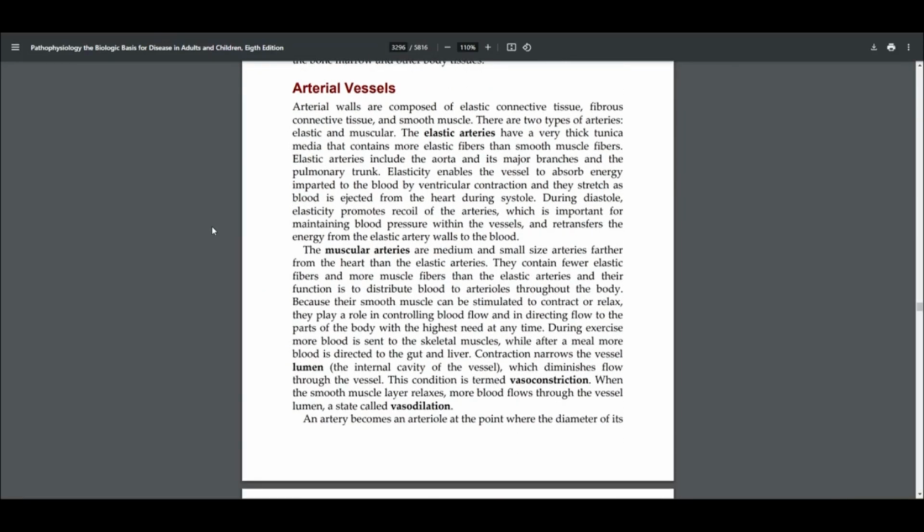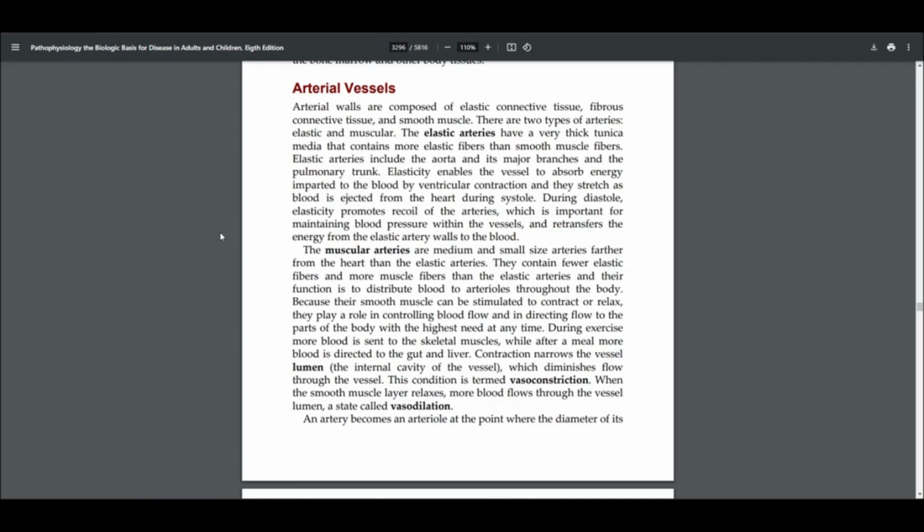So looking at the arterial vessel. Arterial walls are composed of elastic connective tissue, fibrous connective tissue, and smooth muscle. There are two types of arteries, elastic and muscular. The elastic arteries have a very thick tunica media that contains more elastic fibers than smooth muscle fibers. Elastic arteries include the aorta and its major branches, and the pulmonary trunk.